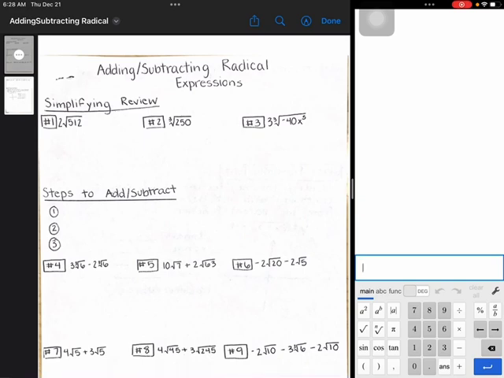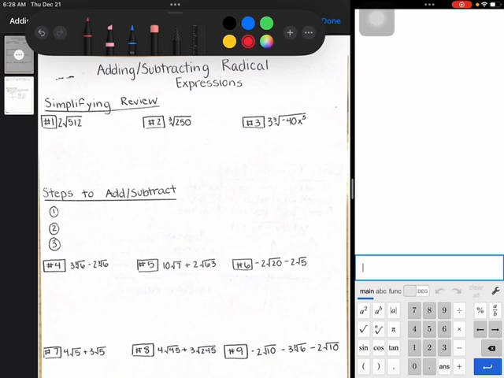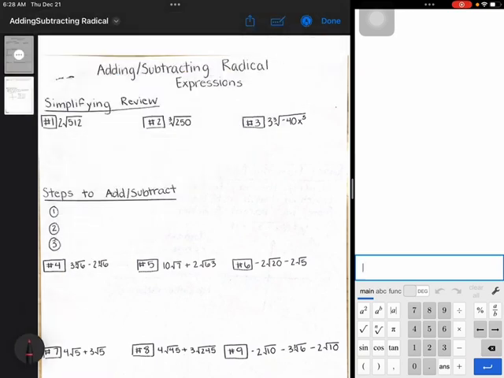Okay, so today's video is focusing on adding and subtracting radical expressions. We'll start with a little review about simplifying because that's important in order for us to be able to add and subtract. So we want to use that list of perfect squares that you should have in your notes from yesterday. If you don't, then we'll just make a list right here at the top, make it nice and easy.